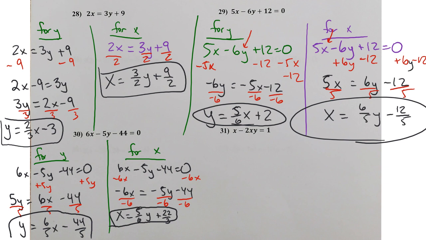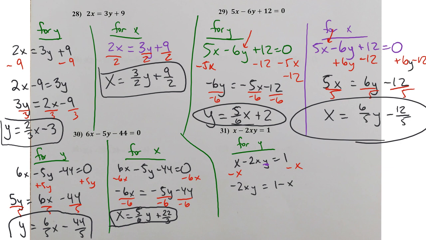Right? Now, 31 is actually the hardest. It's not harder for y, to be honest. So when I do it for y, it's actually not much more difficult. It just seems more difficult because there's a little bit more stuff going on. So I have x minus 2xy equals 1. Remember, I want to get this y by itself. So the first thing I do is I subtract x from both sides. I end up with negative 2xy equals 1 minus x.